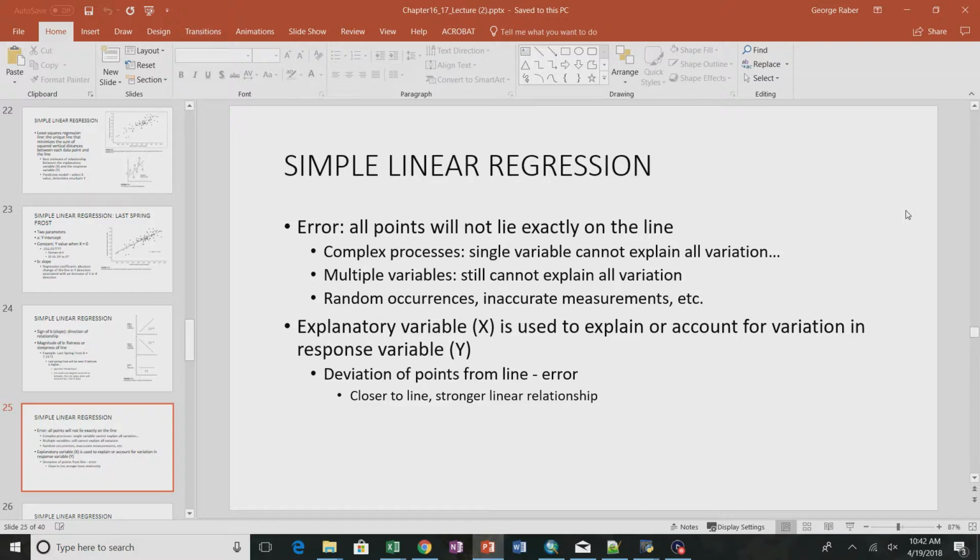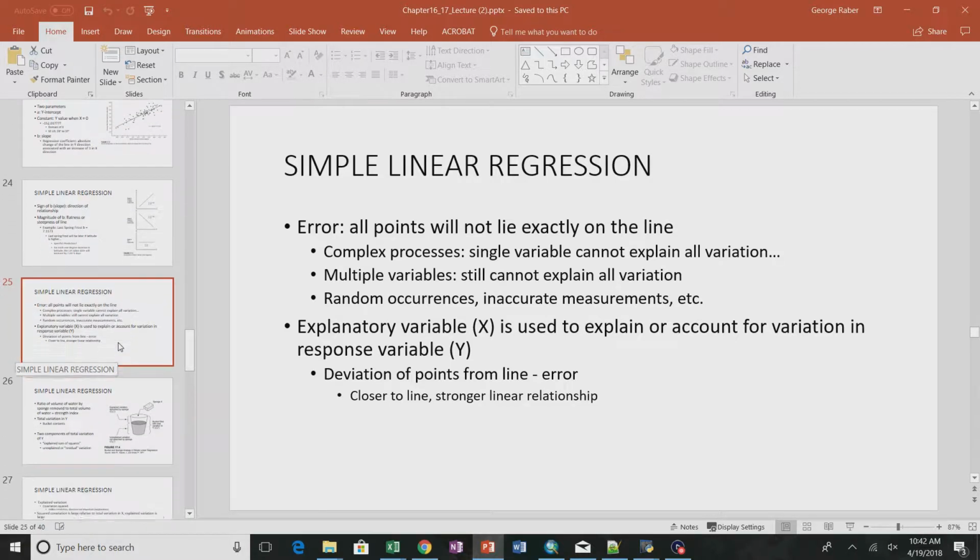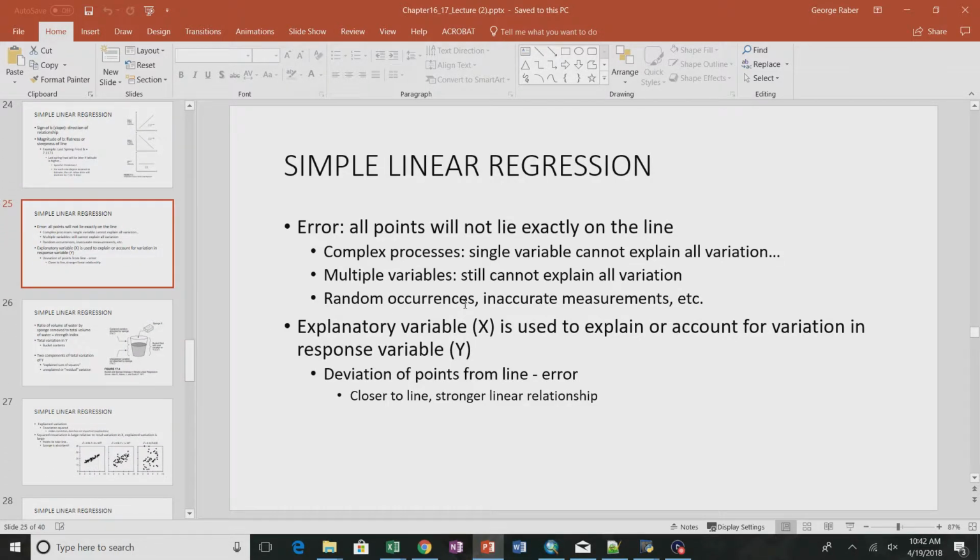Now, as we've already shown, all points don't lie exactly on the line. This is because in nature there are a lot of complex processes, even more complex sometimes when we're dealing with humans and how they interact. We're trying to explain the variance, but there's still going to be variance. Even if we put multiple values in, which we'll talk about next week, we still can't explain all the variation. Sometimes there are random occurrences. Sometimes there are inaccurate measurements.